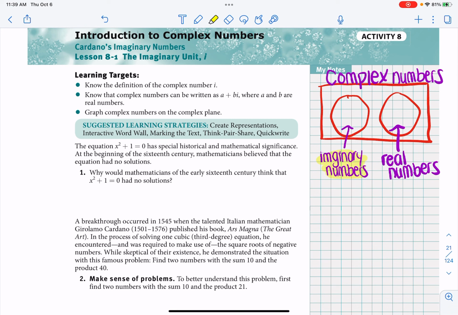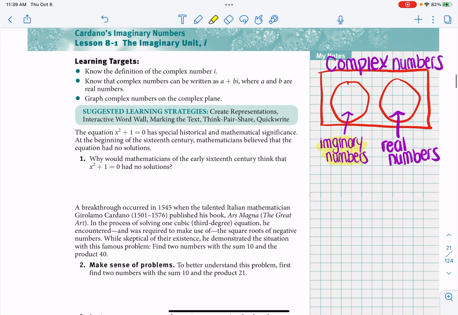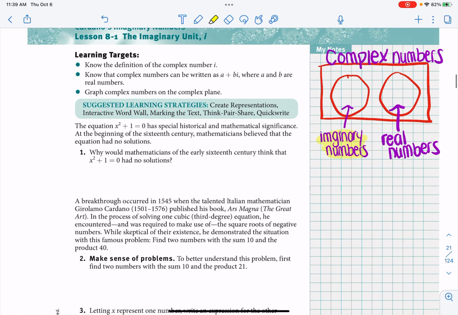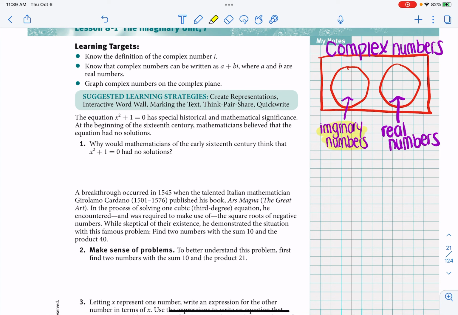Okay, so what we're going to start off with is we're going to know the definition of complex numbers. We're going to know that complex numbers can be written as a plus bi, where a and b are real numbers. And then we want to graph complex numbers on the complex plane. So remember, complex numbers are composed of both real and imaginary numbers. We're going to be talking about what's the difference between both of those and how we can determine our imaginary numbers.